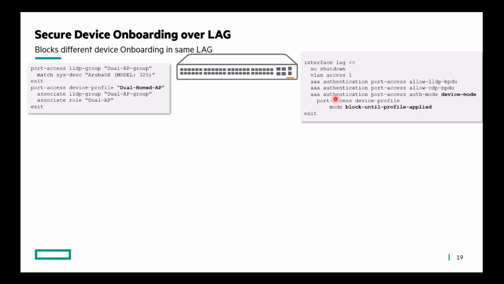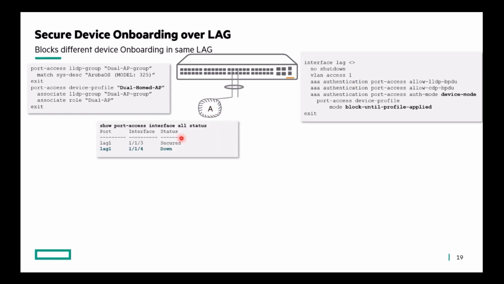At interface level, I'm doing the configuration as a secure device profile onboarding. I'm making the port access device profile mode as block until profile applied and auth mode as device mode, and trying to bypass LLDP and CDP by BPDUs. First let APA be connected.